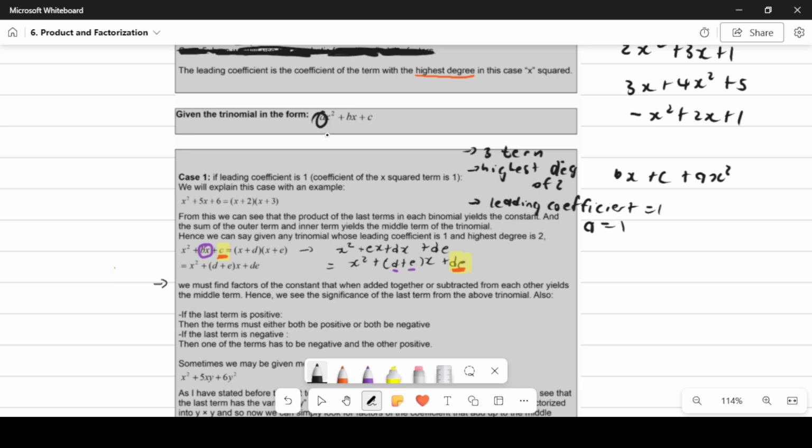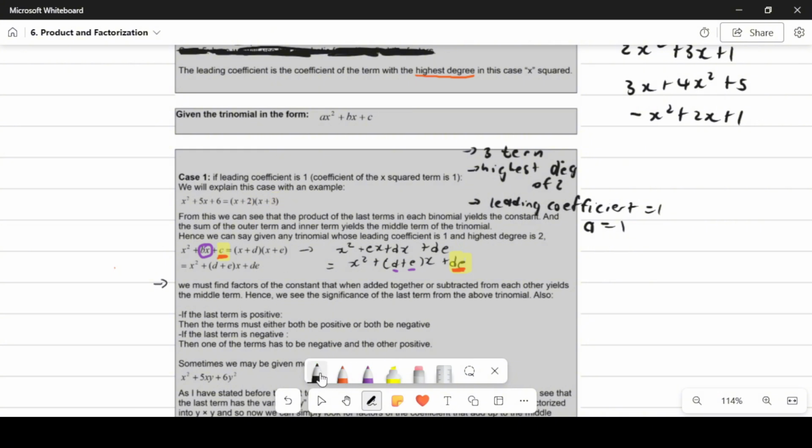Where's the a? There's the a here. The leading coefficient is 1. Understood? The way I'm going to explain this is by giving you an example, factorizing that example, and we can draw some conclusions by looking at the product. Firstly, you can see that the product of the last terms in each binomial yields a constant. See, the product of 2 and 3 gives you 6. That's the first thing that we can see.